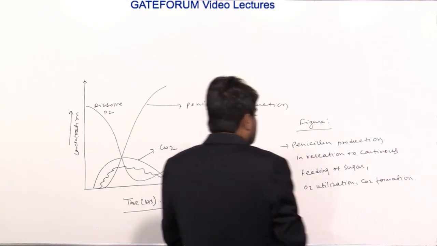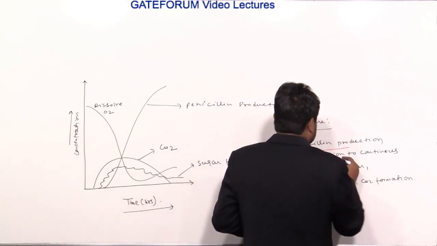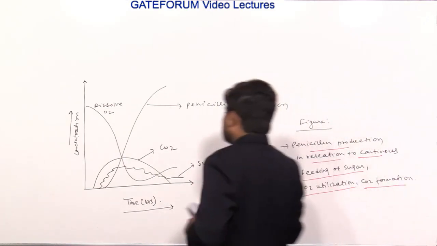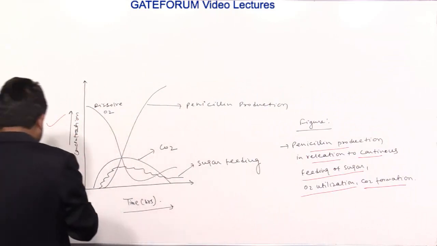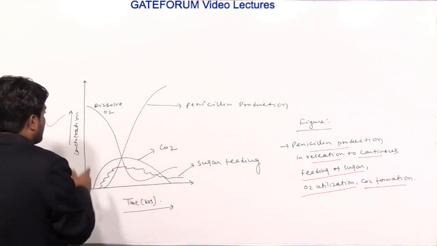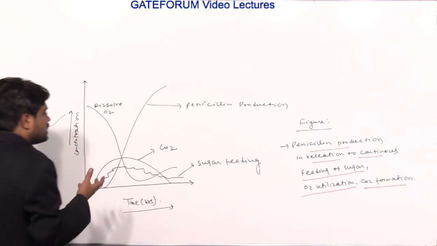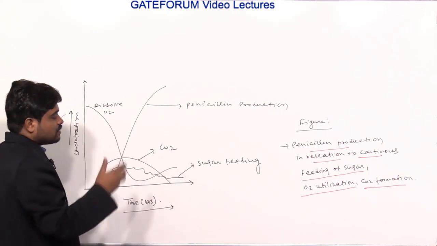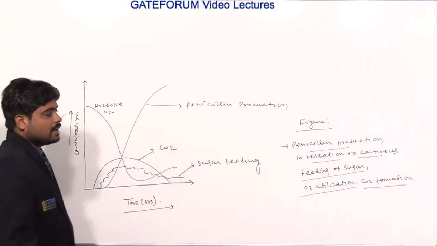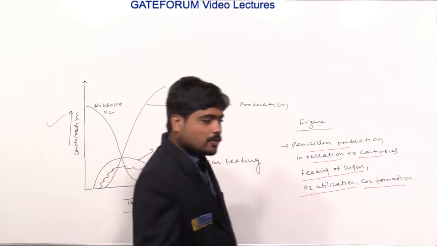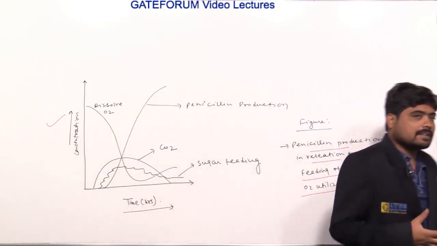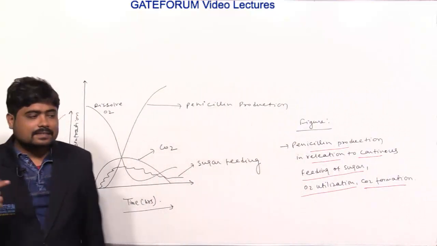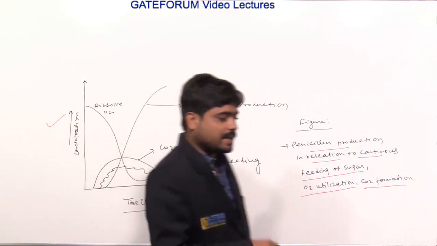So how is penicillin production related to the continuous feeding of sugar, the oxygen utilization or the CO2 formation? So this is the graph here, which indicates how the dissolved oxygen, the sugar feeding and the carbon dioxide are associated with the production of penicillin. Exactly. Then after that I am going to explain the recovery of penicillin. So how can we recover the penicillin here? The next step is called the recovery of penicillin.